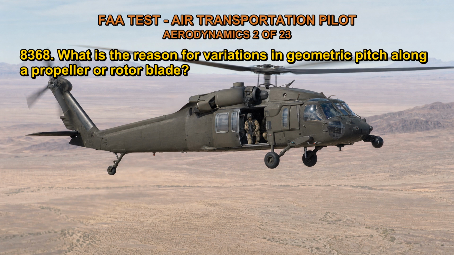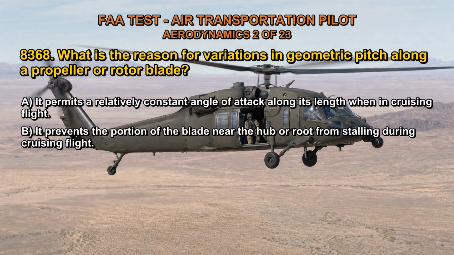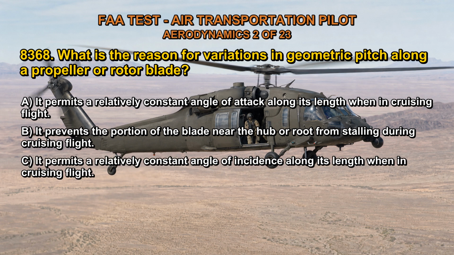8368. What is the reason for variations in geometric pitch along a propeller or rotor blade? A. It permits a relatively constant angle of attack along its length when in cruising flight. B. It prevents the portion of the blade near the hub or root from stalling during cruising flight. C. It permits a relatively constant angle of incidence along its length when in cruising flight.